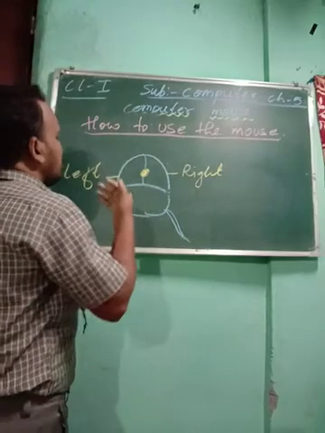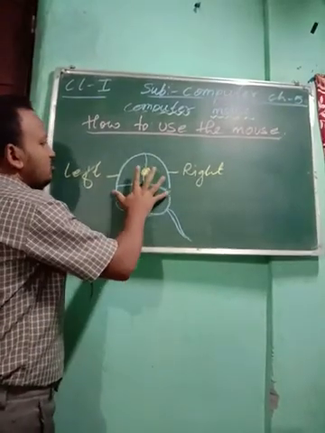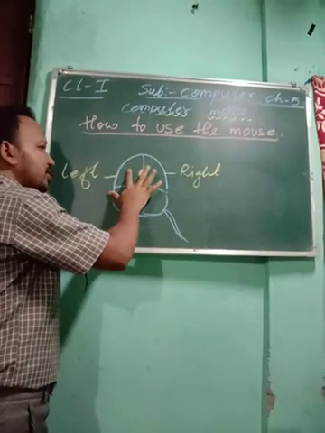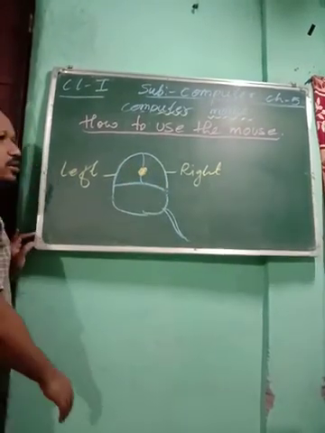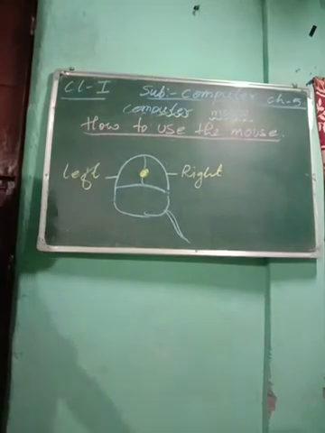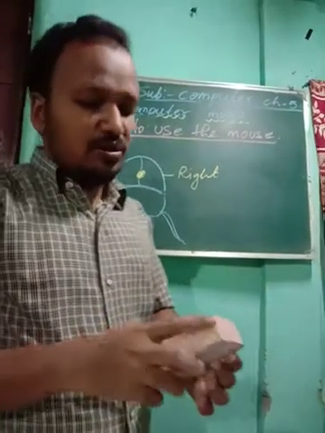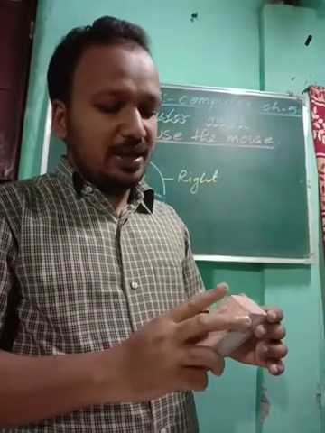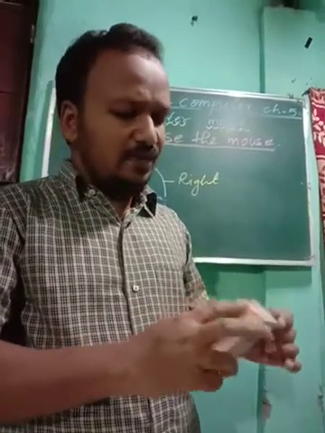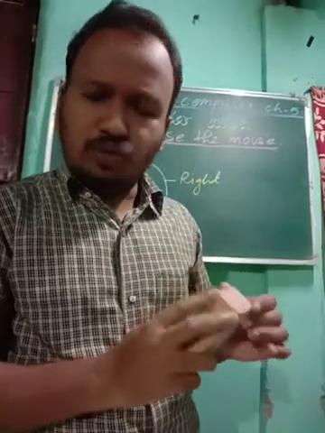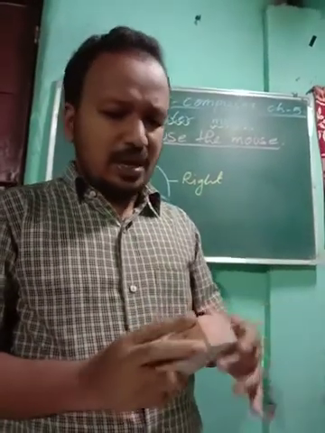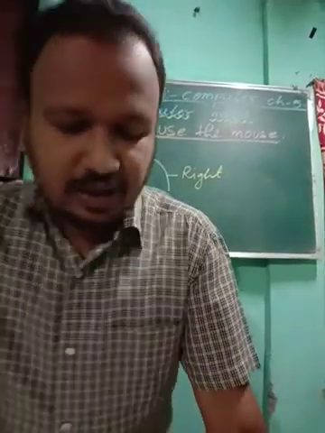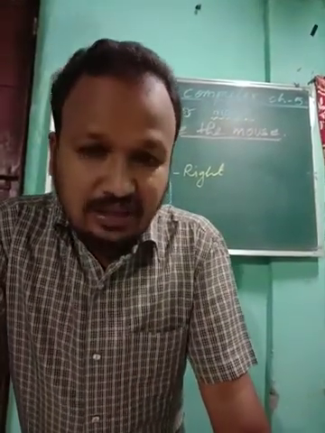If I say left click, you are putting your index finger and pressing. What is that called, children? Clicking. Suppose this is your mouse and you're holding it in this manner. If you are pressing either left or right, don't press both keys at a time. Either you press left or right, that is called clicking.